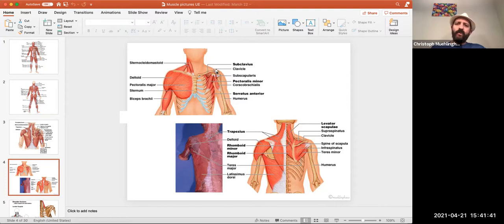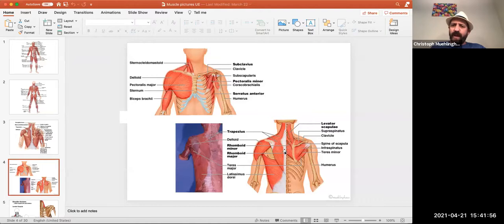That's a very weak bone. And so most of how the upper extremity is anchored to the chest is done by muscles. And so we have a few. We look at this side here. Well, let's look at the back first.